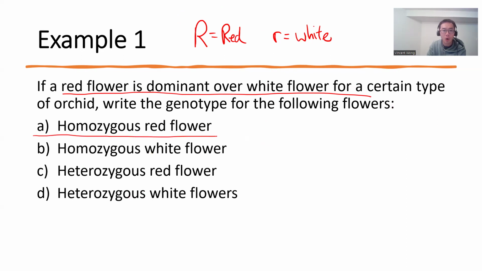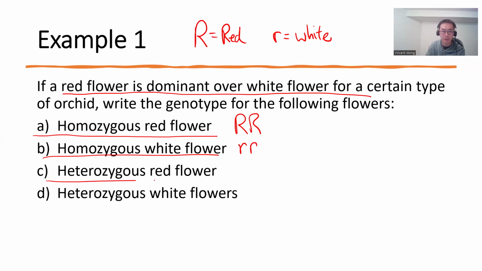Okay. So homozygous red flower. What is homozygous red flower? Anybody? Capital R, 2 of them. Yeah, big R, big R, right? It's red and it's the same. Homozygous means the same. Homozygous white flower. Small r, small r. Yeah. White is small r and it's homozygous. That means they have to be the same.